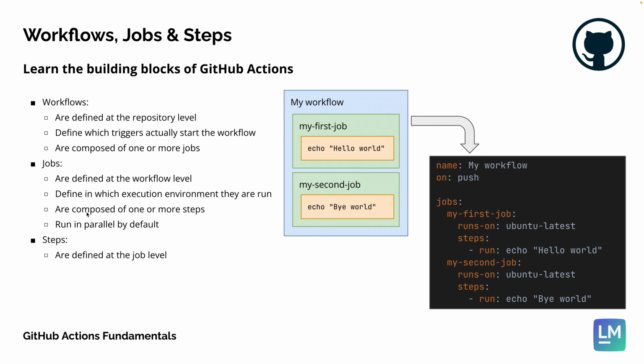Last but not least, steps are defined at the job level, and they define the actual script or GitHub action that will be executed once that step is run. By default, the steps run sequentially, and actually the "by default" here is superfluous because steps will always run sequentially. If we want to make steps run in parallel, we would have to define them in different jobs and then make these jobs actually run in parallel.